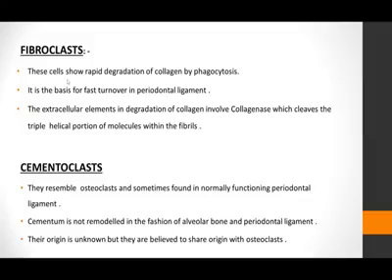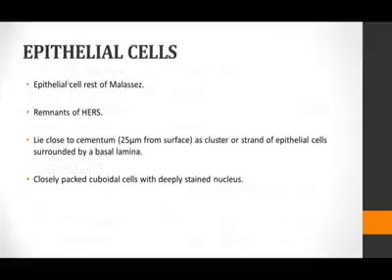Cementoclasts actually are the cells that resorb the cementum. Cementum is not remodeled in the fashion that the alveolar bone and the periodontal ligament are remodeled. These cells resemble the osteoclasts and they are found in normally functioning periodontal ligament. Their origin is unknown, but they are believed to share their origin with the osteoclasts. So this is all about the resorptive cells. We had the osteoclast resorbing the bone, the fibroclast degrading the collagen, and the cementoclast resorbing the cementum.